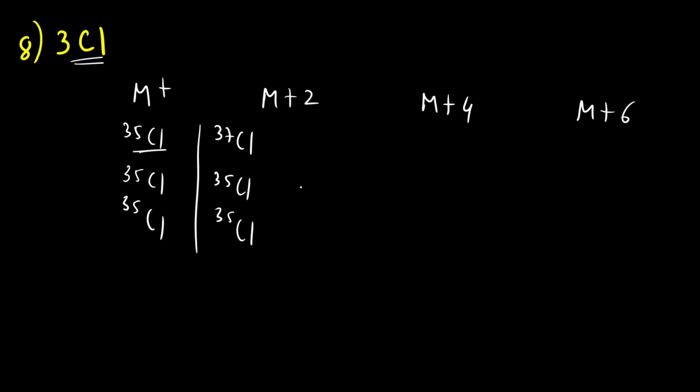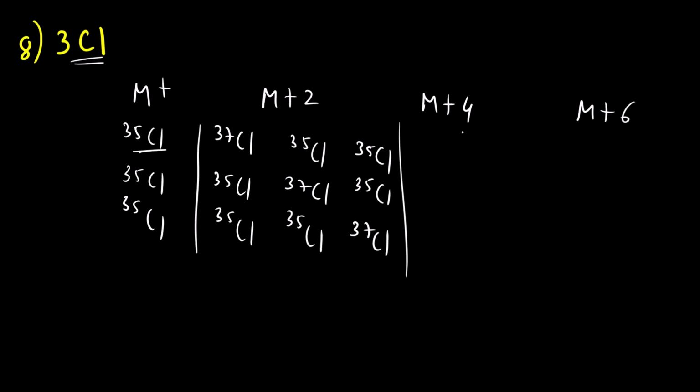Now next is middle one I will increase by 2 units, 37Cl. Remaining I will keep as it is. And third case, last one I will increase by 2 units. And first 2 atoms I will keep same, 35Cl. Now M plus 4, what we can do? First I will keep the first atom as same, 35Cl. Remaining 2 I will increase.